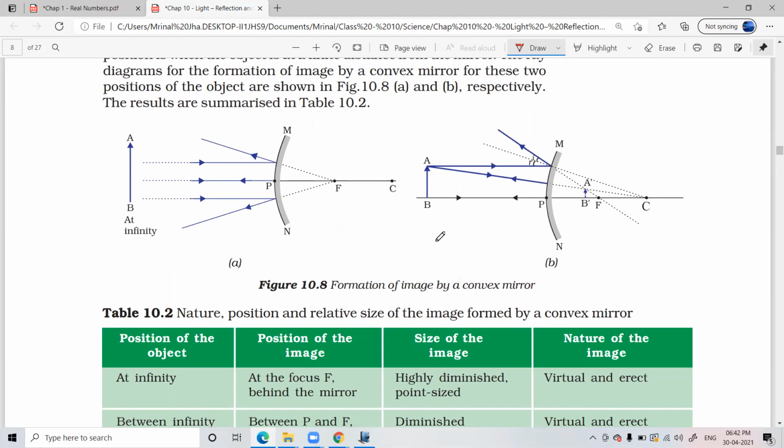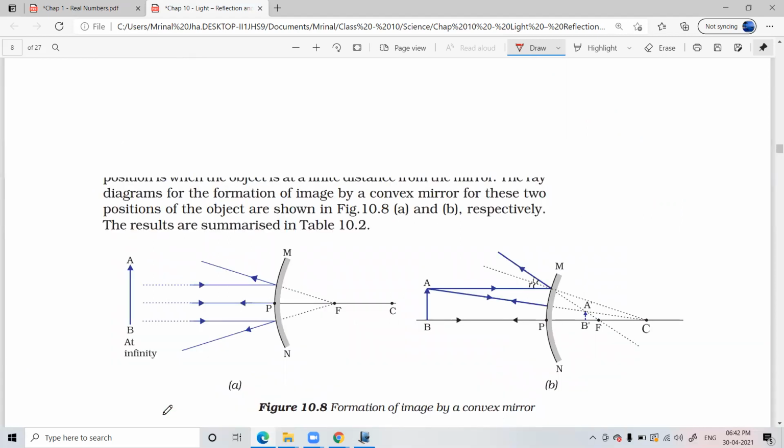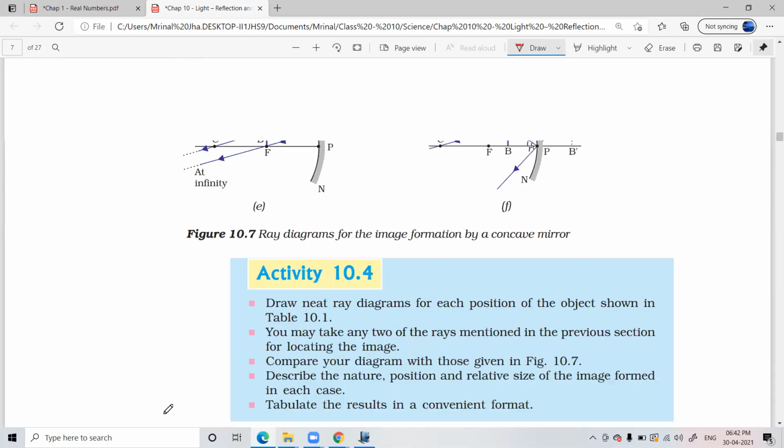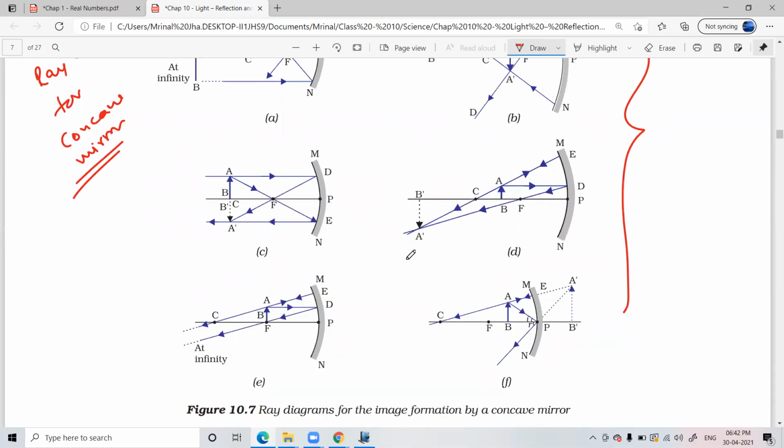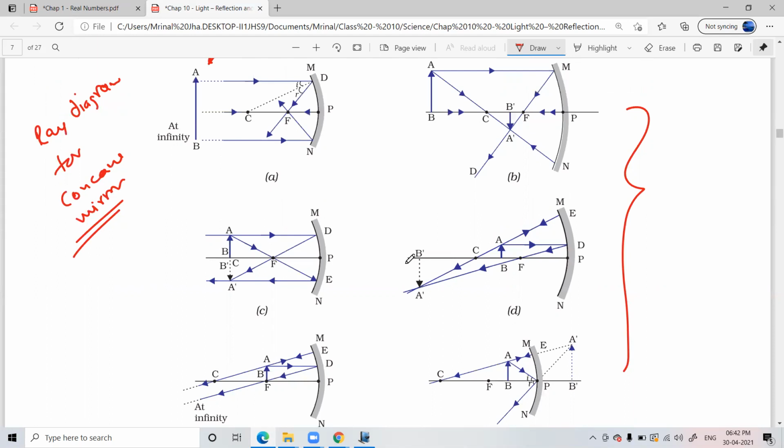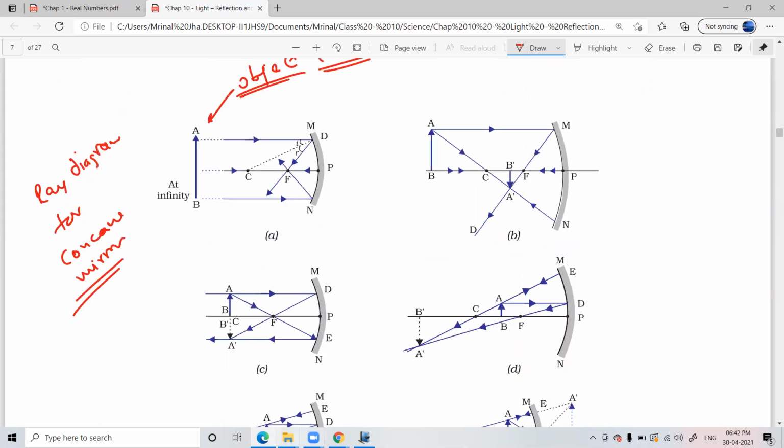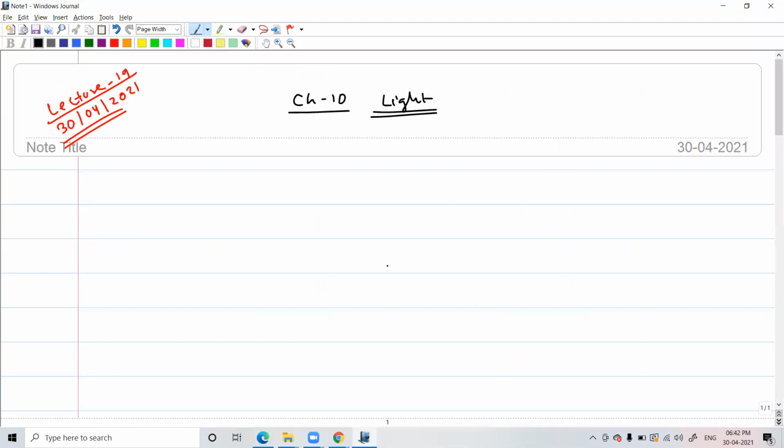So there's a reason for that. Let's try to understand that reason. Anybody knows what is the reason? Why only 6 diagrams here? And why only 2 for the other one? Why so much partiality with convex? No? Okay, we'll understand this, okay? So let's start with the image formation of concave mirrors.